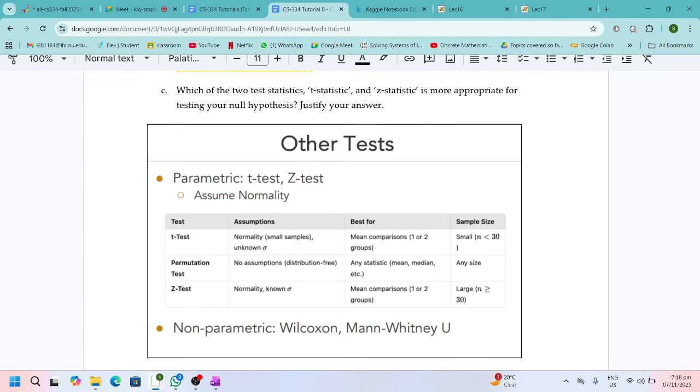A permutation test has no assumptions. You can use it to compute any statistic with whatever sample size is given to you. A key difference between T test and Z test is that if the sample size is typically less than 30, you do a T test. If the sample size is large, greater than or equal to 30, you do a Z test. Another assumption is that in a T test your data must be normally distributed. Well, in T and Z test. But in a T test you don't need to know the population standard deviation. You need to know that for a Z test.